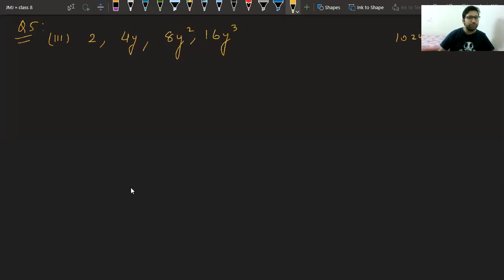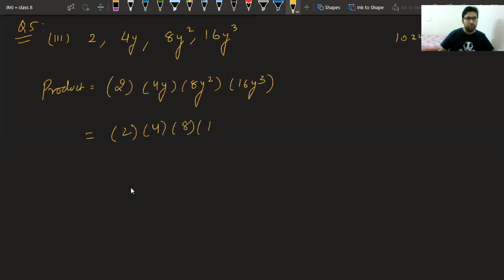Let me find the product. The product is given by 2 into 4y into 8y square into 16y cube. If I write it like that, 2 into 4 into 8 into 16 into y square into y cube, just to simplify, I have written like this because I know product is commutative, so I can change their position without any problem. If it was division or subtraction, I cannot do that, because we have learned this property in chapter number 1.